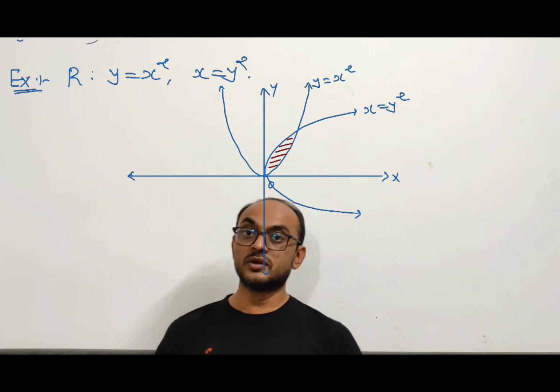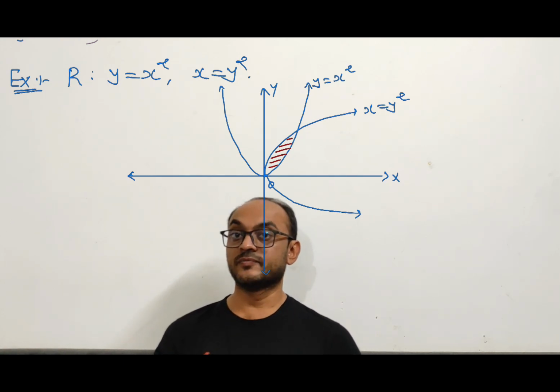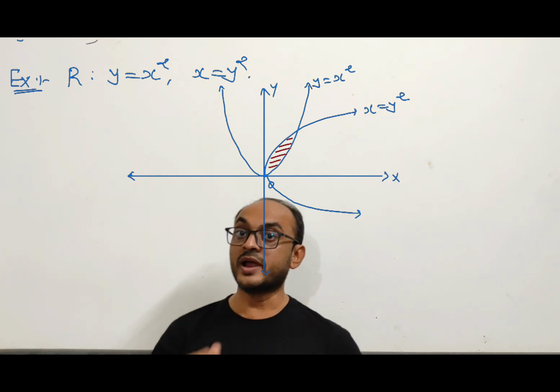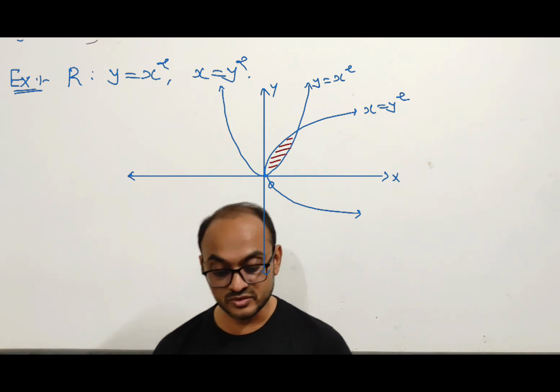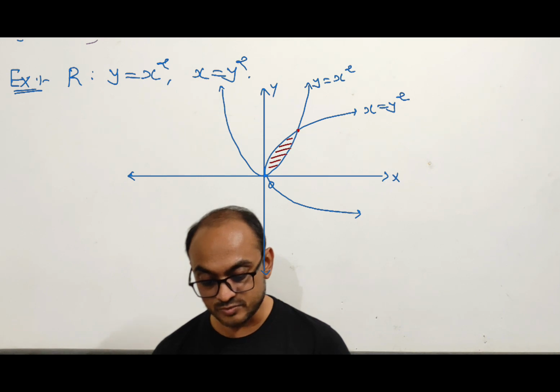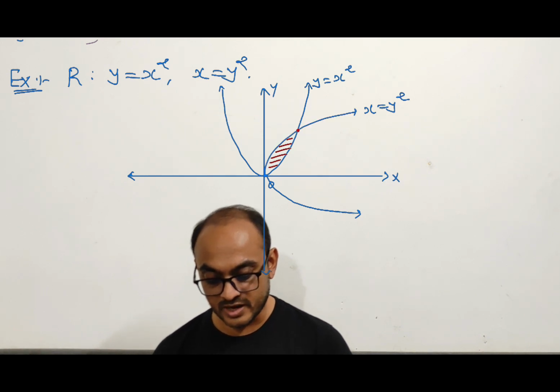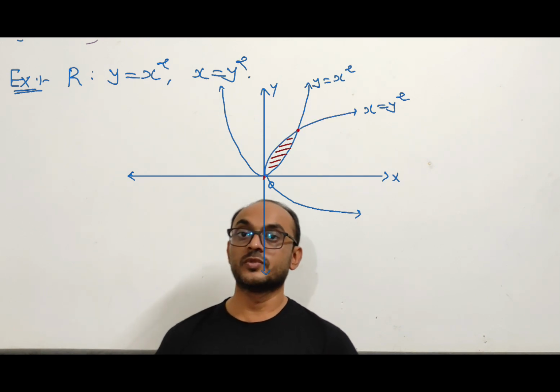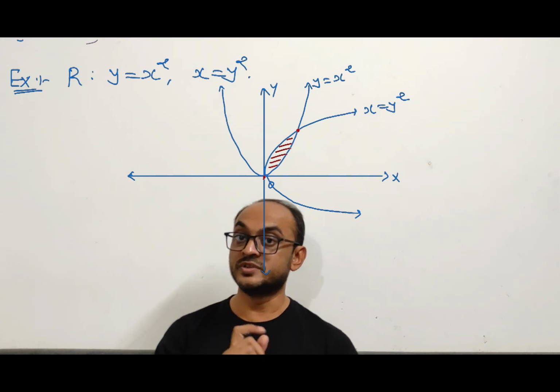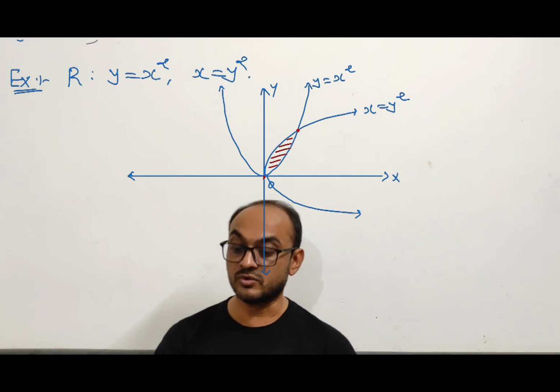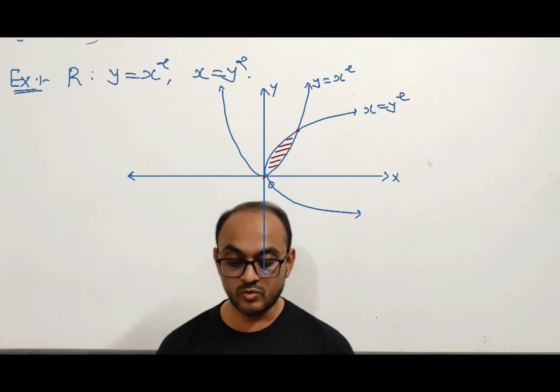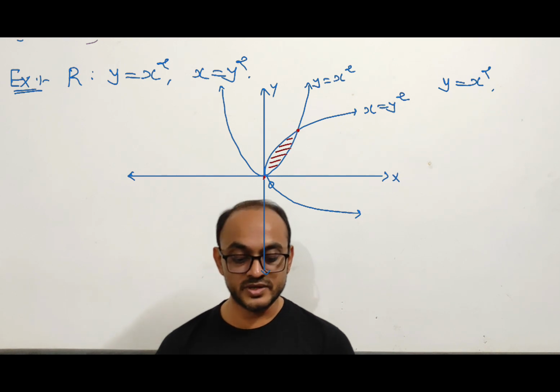So here the region R is clear, but we need to identify the intersection points. Which two intersection points? This point and this point. One point is also clear, which is origin. So let us try to find out the another point. What we do? We have given two curves, y is equal to x square. Another curve is x equal to y square.